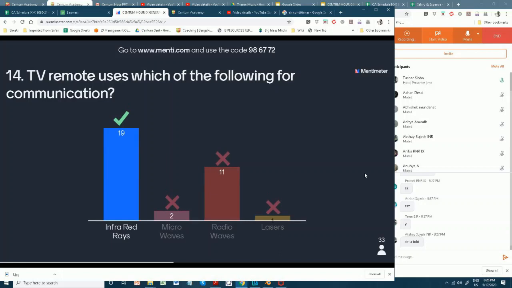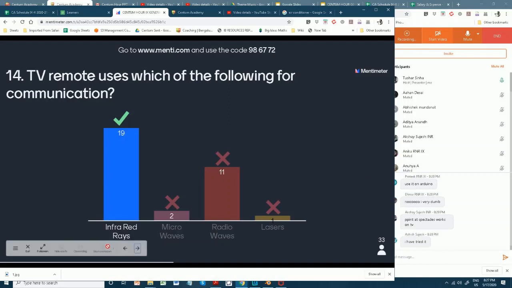Okay, good. TV remote uses which of the following communication? Infrared rays. I don't know if you have tried it. If you look in the opposite side of the television, if you wear specs, and you point the remote at your specs, it will still work, right? You have used this on Arduino. Arduino also uses a remote control with an infrared sensor, IR communication. Okay, good.